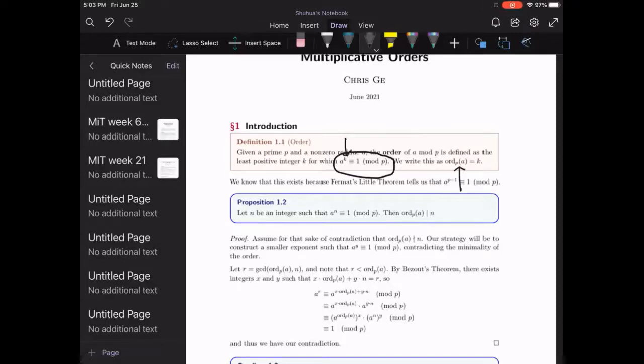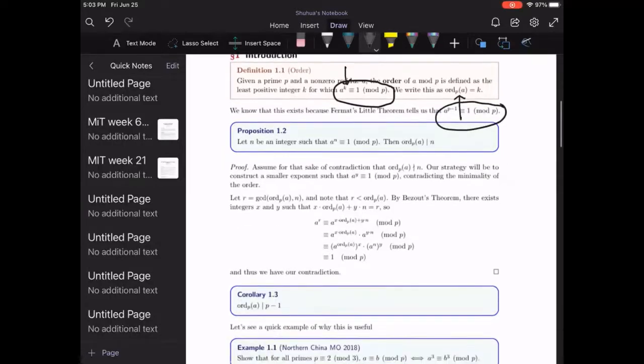The first thing you should probably think about is, does this always exist? Yes, it does, because Fermat's little theorem tells us that a to the p minus 1 is congruent to 1 mod p. So the order will always be not more than p minus 1. Let's see why this idea of order is useful.